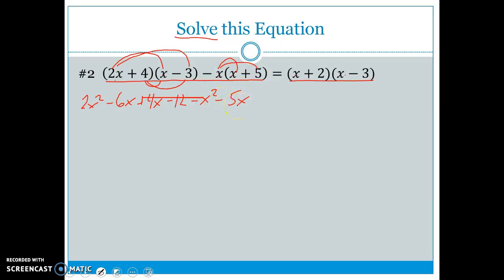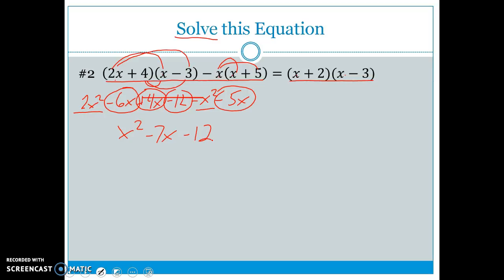So if I keep simplifying this side, I'm going to put my x squareds together. 2x squared minus x squared is just x squared. Then I have negative 6x plus 4x minus 5x. Negative 6 plus 4 is negative 2, and negative 2 minus 5 is negative 7x. And then I have the minus 12. So the left side simplifies to that.